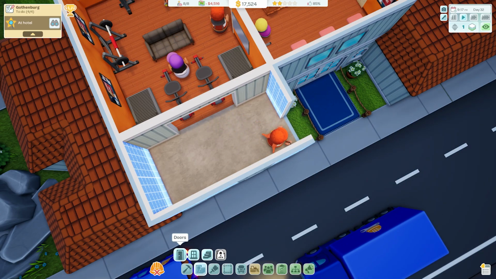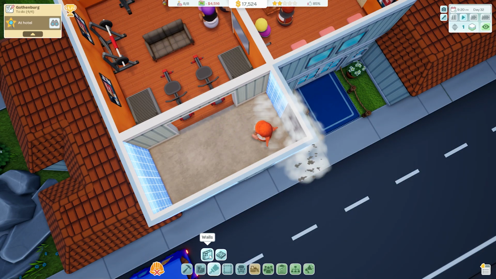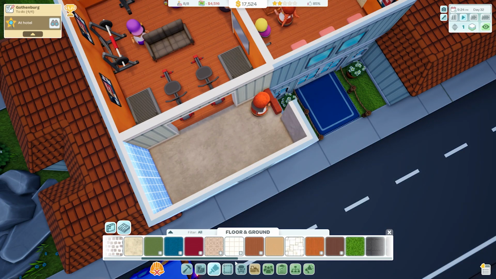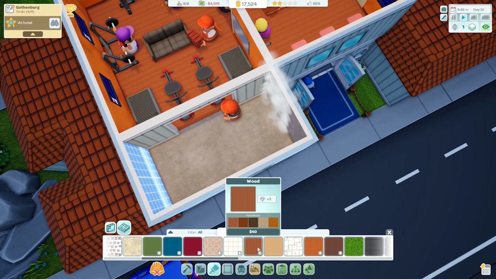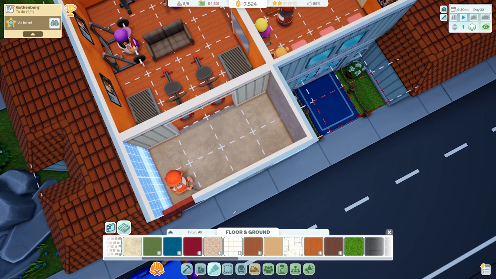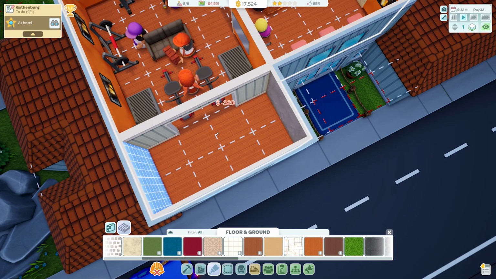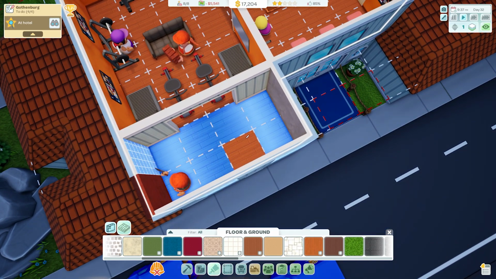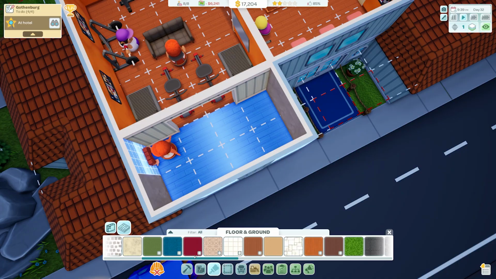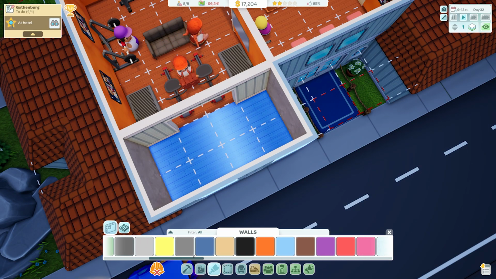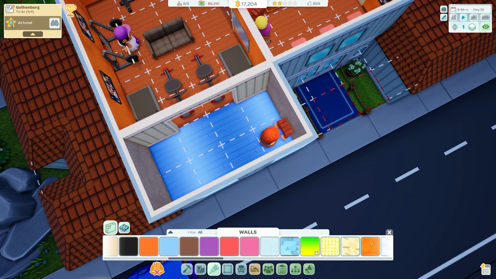Alright, so we'll put in a floor. Floor. We were going with the wood. Which one is it, though? Is it... No, that's too bright. Yes, okay. So it's that one. Walls, we were going with a specific orange. See if we can find that. It's not this one. It is this one.